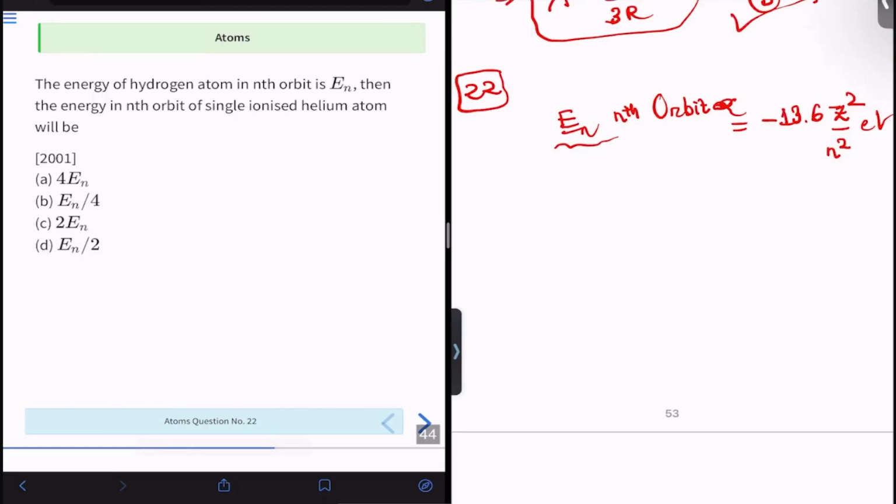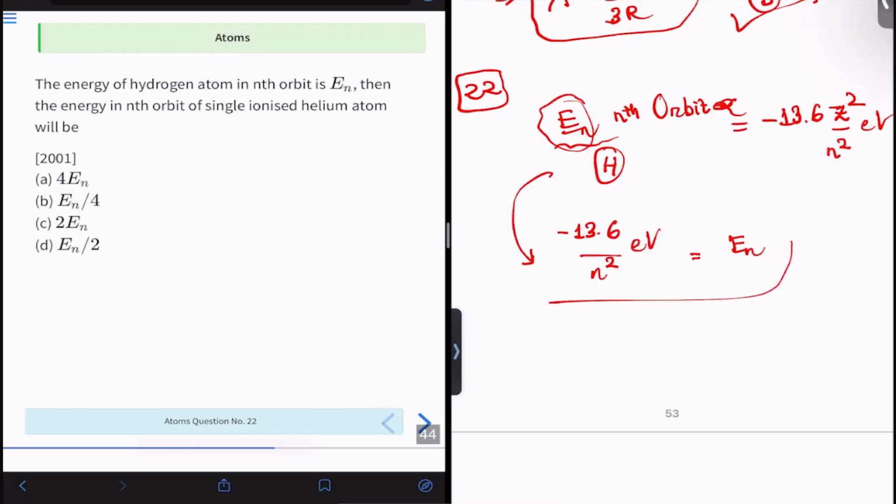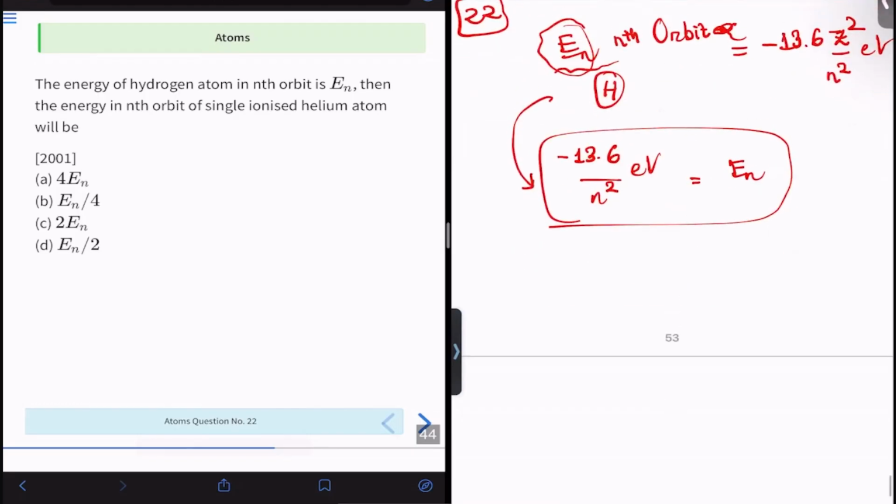They're asking what will be the energy in an nth orbit of a singly ionized helium atom. This was for hydrogen. For hydrogen, minus 13.6 Z square, which is 1 square, upon n square electron volt is equal to En. This is given in the question itself. Now they are asking what will be the energy of the nth orbit in a helium atom. Helium means Z value is 2.